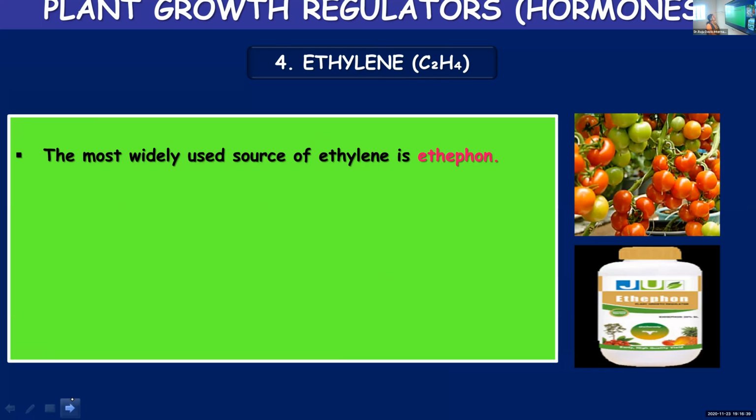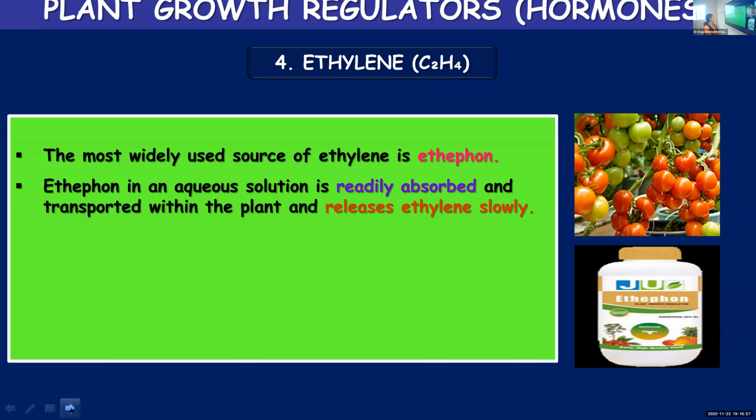And the most widely or commonly used source of ethylene is ethephon. So here you can see ethephon. This can be applied on plants in order to bring about the desired results. These can be produced within the plants and can be artificially introduced also. So ethephon is the most commonly used source of ethylene.